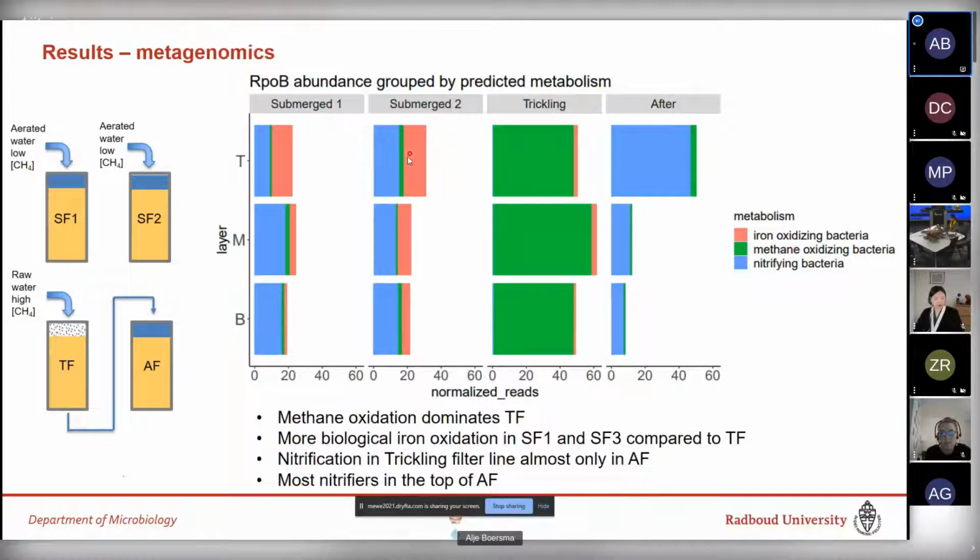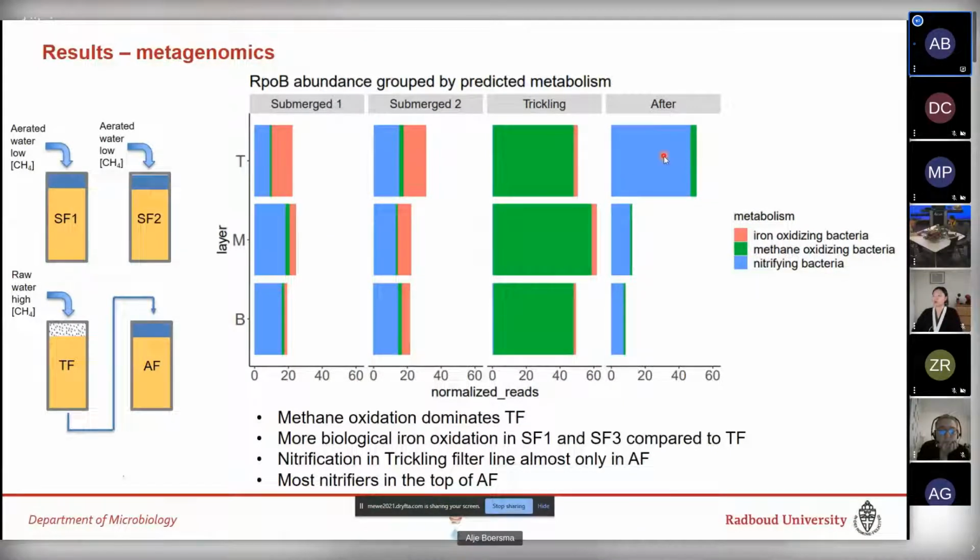When you look at the two submerged rapid sand filters, you see that there are nitrifying bacteria present, a small amount of methane oxidizing bacteria, and there are also iron oxidizing bacteria present. And the biggest difference you see here in the trickling filter, where you see a lot of methane oxidizers present, and a little bit of iron oxidizers, and almost no nitrifying bacteria.